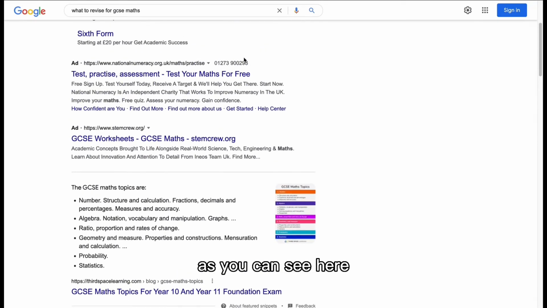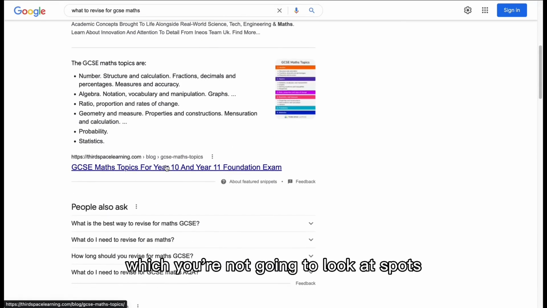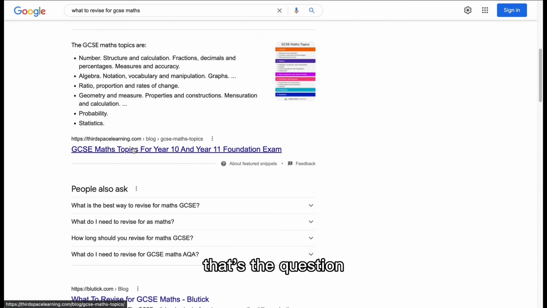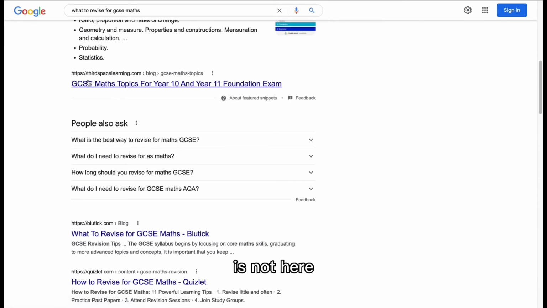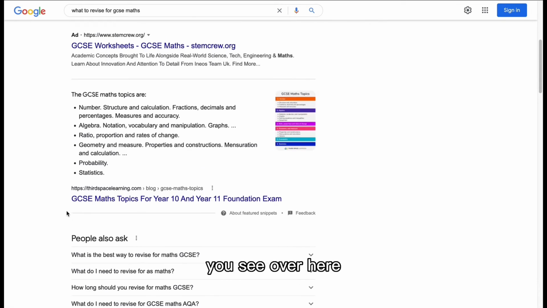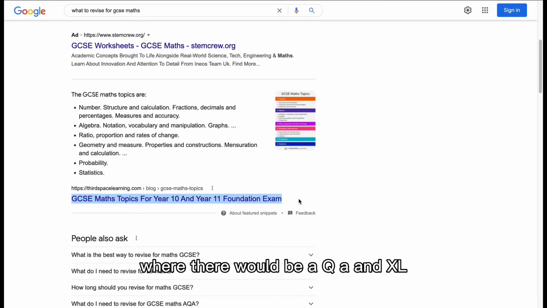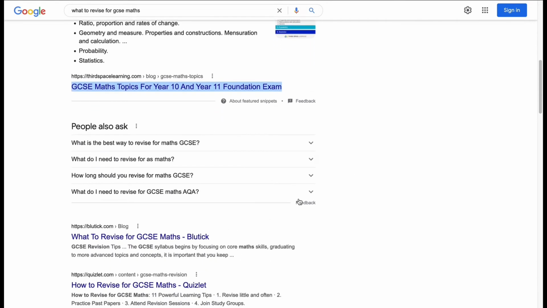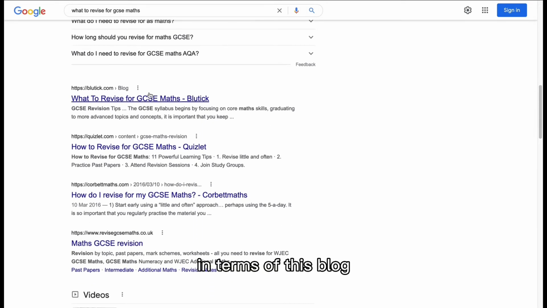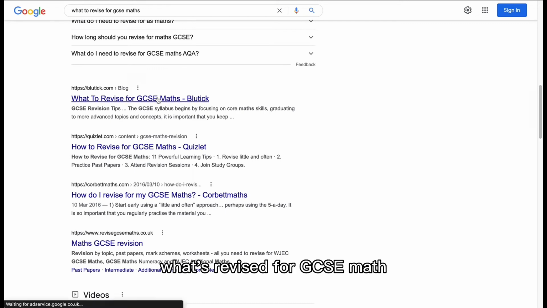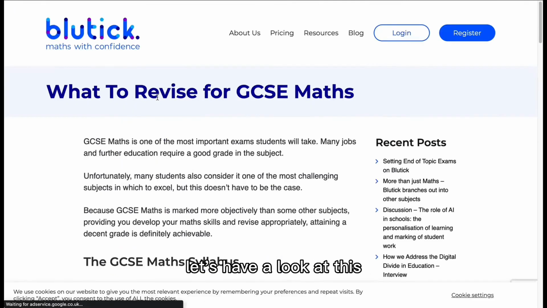As you can see here, we've got a few adverts which we're not going to look at, but you can see that the question is not really properly answered. Over here, there's the GCSE Maths topics. This is saying what topics there are in the GCSE Maths exam, whether it be AQA or Edexcel. It's a broad specification. In terms of this blog over here, we have "what to revise for GCSE Maths". Let's have a look at this. Let's see what's going on.